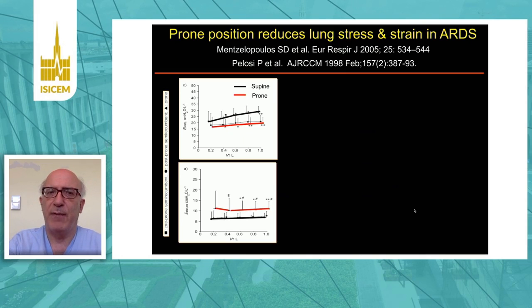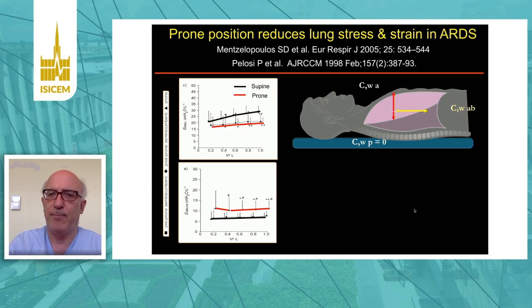Another positive effect of prone position is to reduce the lung stress and strain in ARDS. Here is shown the elastance of the lung in supine position and in prone position, and when patients are repositioned as supine, in black and red. And you can see here that the stress is much lower in prone position as compared to supine position, being the elastance lower and the compliance higher. And this is associated with changes in the elastance and compliance of the chest wall.